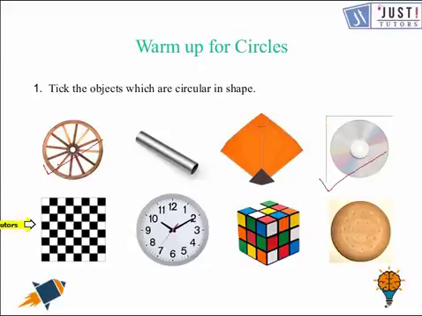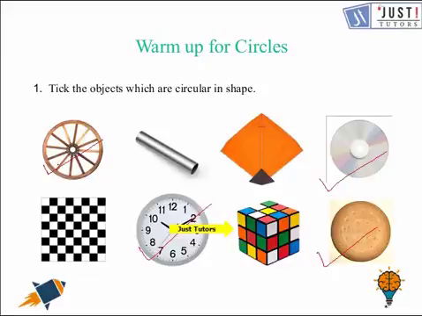Then we have this chessboard, that's not at all a circle, it's square in shape. Then we have a clock here, that's definitely a circle. Then we have a Rubik's cube, that's not a circle. And then we have a cookie here, and that's circular in shape. So if you also have identified all the shapes that are circular, then pat your back, well done.